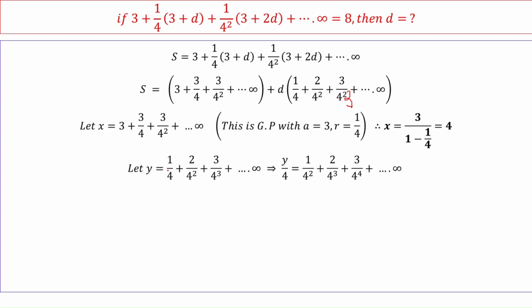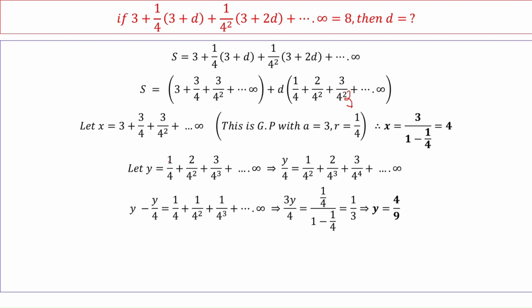This is not exactly in GP, so the trick I am applying is the one I showed you before. y by 4 equal to 1 by 4 square plus 2 by 4 cube plus 3 by 4 power 4, infinite terms. So I'll subtract y minus y by 4, which is equal to 1 by 4, I'll keep as is. Then 2 by 4 square minus 1 by 4 square, I'll get 1 by 4 square, 1 by 4 cube. So I turn this into a geometric progression of infinite terms, correct? So 3y by 4 equal to 1 by 4 divided by 1 minus 1 by 4. Okay, and y is equal to 4 by 9.